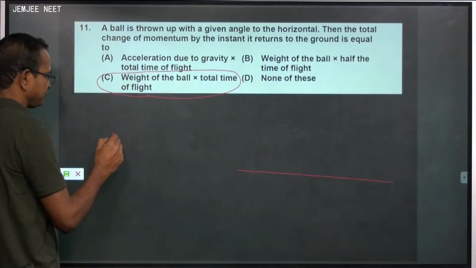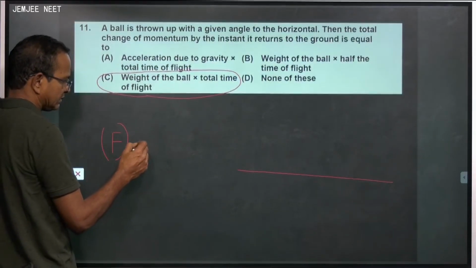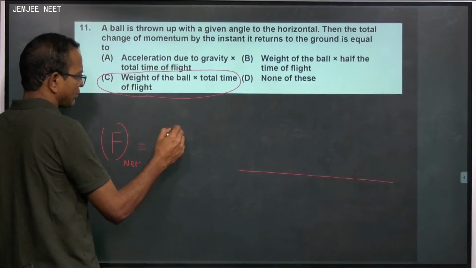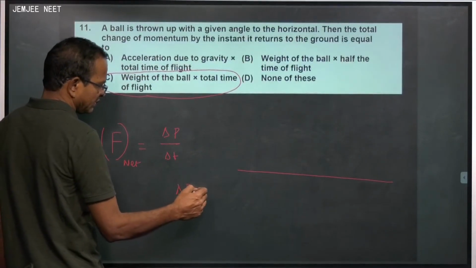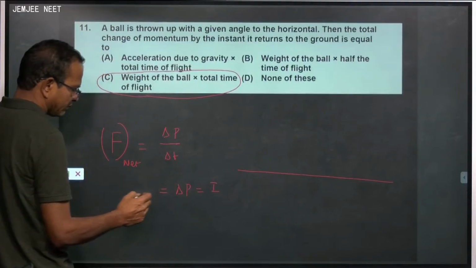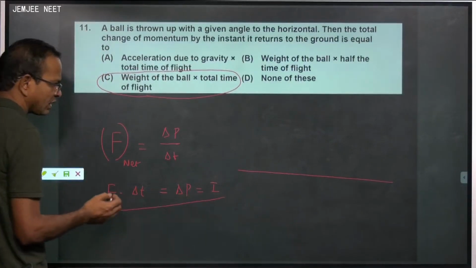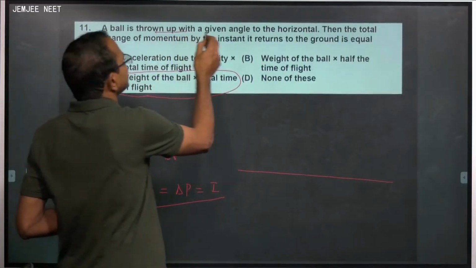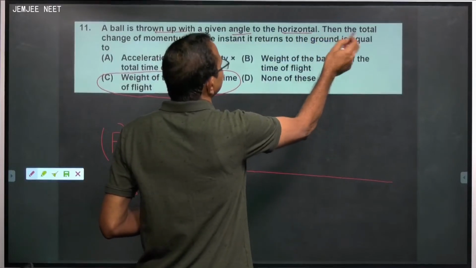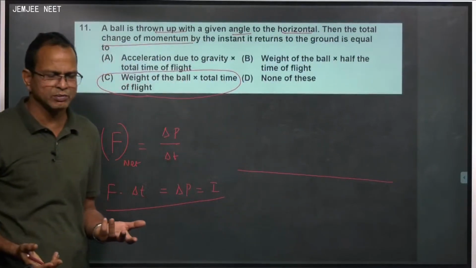Of course. Observe, Kanna. Now, what is force according to Newton's second law? Net unbalanced force is given by change in momentum by time taken. What is change in momentum? Impulse is simply given by force into time of action. This is what we have been studying for a long time, isn't it? Now that is exactly what they have asked. A ball is thrown up at a given angle to the horizontal, then the total change in momentum, right? What is change in momentum?